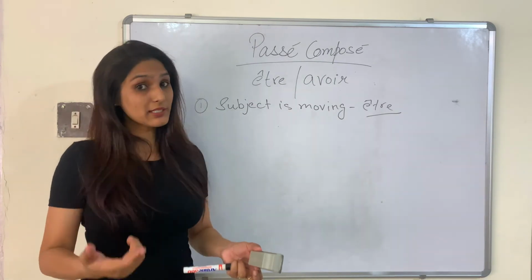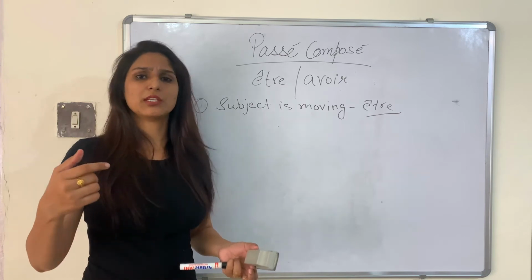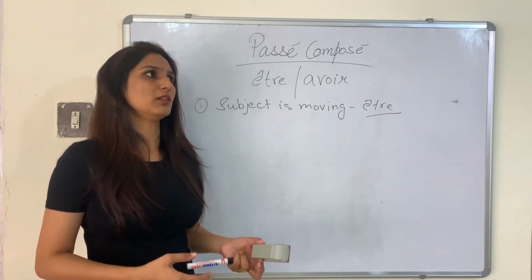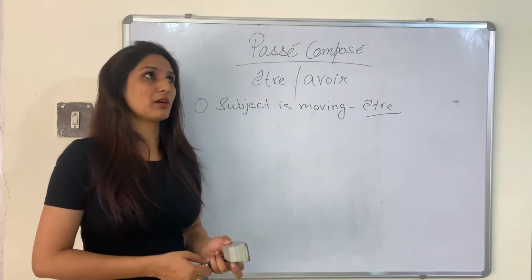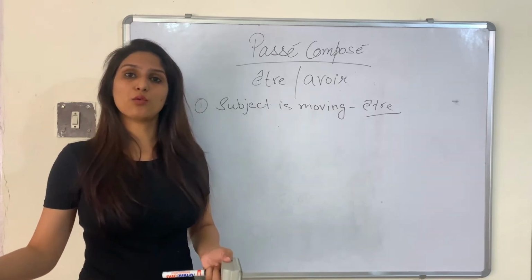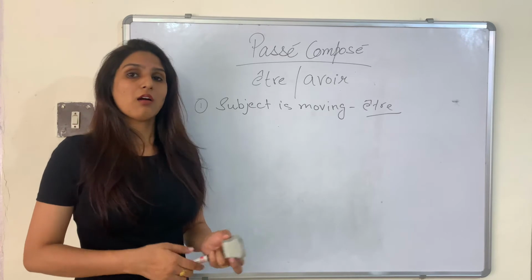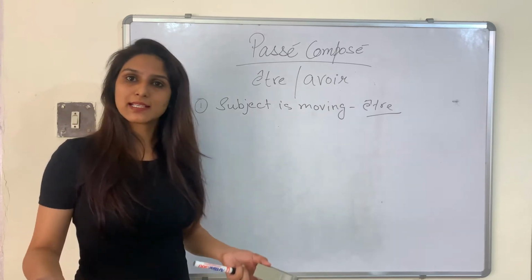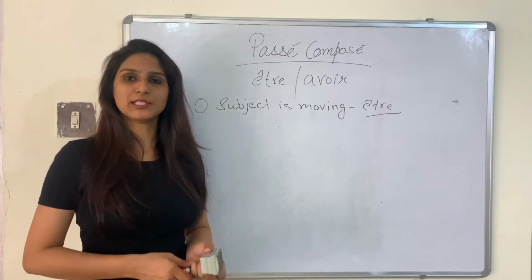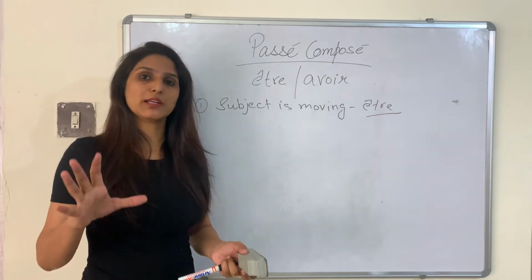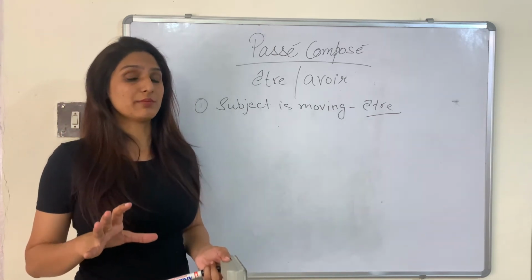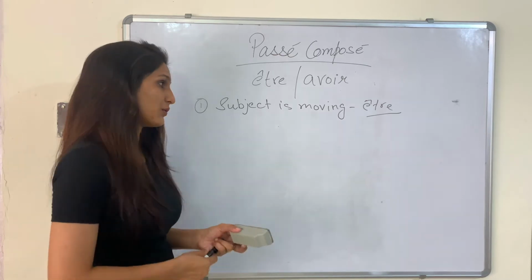So when your subject is moving, it could be the name of a person or it could be just I, you, he, she, they. That becomes je, tu, il, elle, on, nous, vous. Or a proper name like Marcel, Cecilia, Sylvie, anything. So when a physical body is moving, that is your subject. When the subject is moving, then you use être.